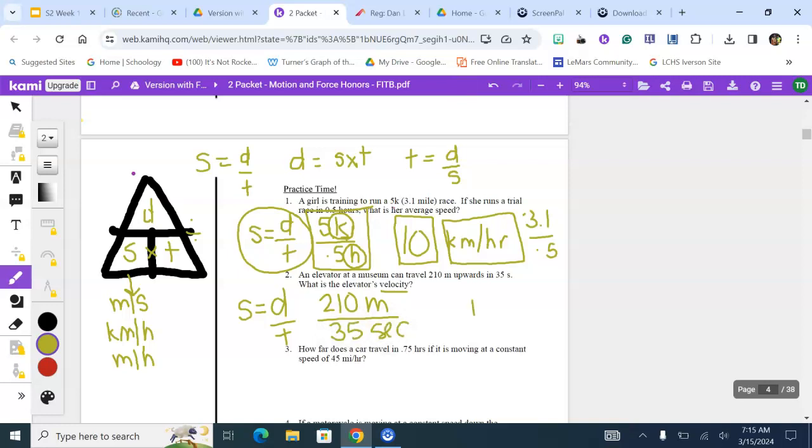So my unit is going to be meters per second. Then I'm going to do the math. 210 divided by 35 is 6 meters per second. Now, that's at speed. Because I want velocity, I'm just going to add upward.